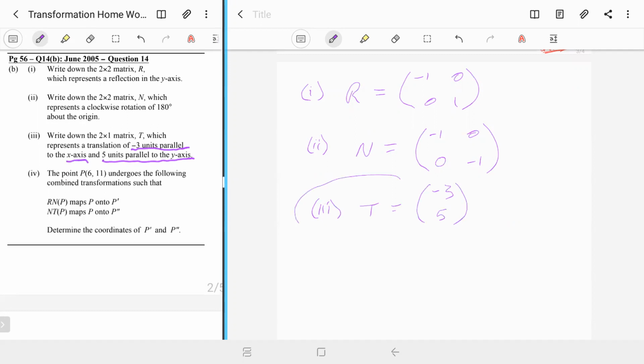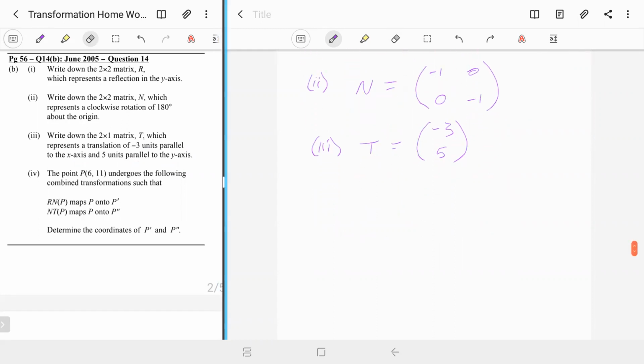Remember, once a translation is involved in any compound with the two matrices here, you can't multiply them. You can only multiply these two and form a single matrix. You can't involve the translation in a multiplication and form a single matrix. Once it is involved, you have to do it in two steps. All right, that's 3 parts done. Now a similar question to what we just did a while ago, just to emphasize this compound transformation thing.